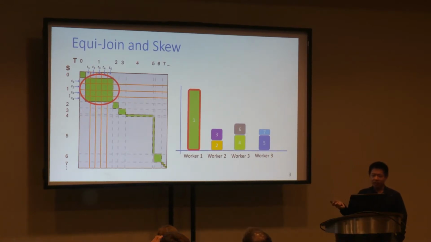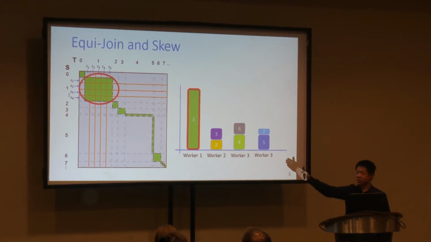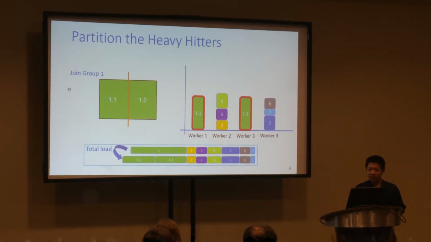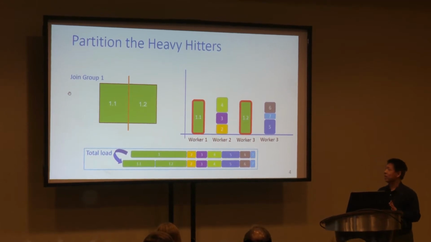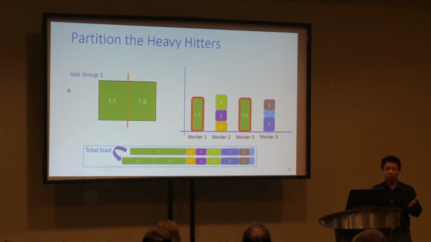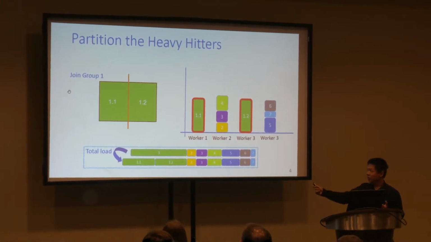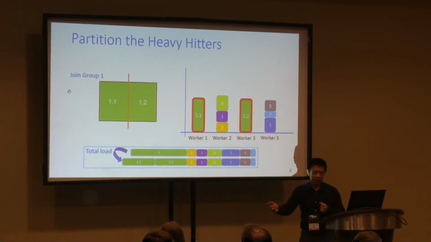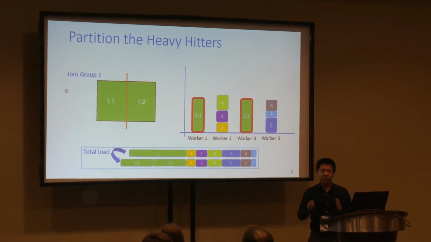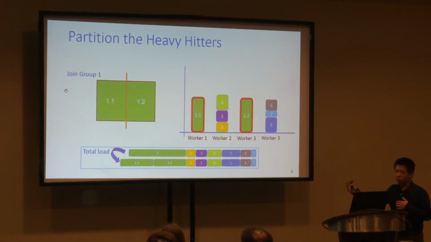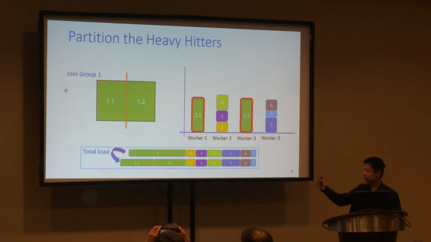In this case, because of this giant join group 1, we cannot do a better load balance. To deal with this problem, we have to partition these so-called heavy hitters and assign the subgroups to different machines for a better load balance. But pay attention, this comes at a price. By partitioning, we create some extra data duplications, and the total load will increase. Sometimes we don't want to do that, and there's a trade-off between the load balance and the total load. We'll come back to this trade-off later.